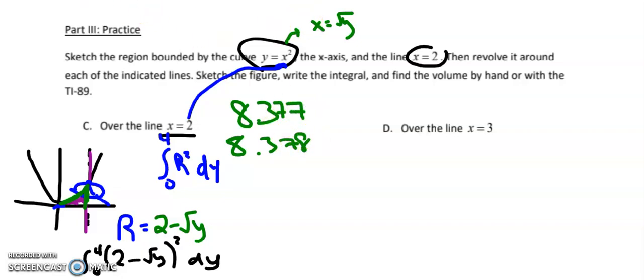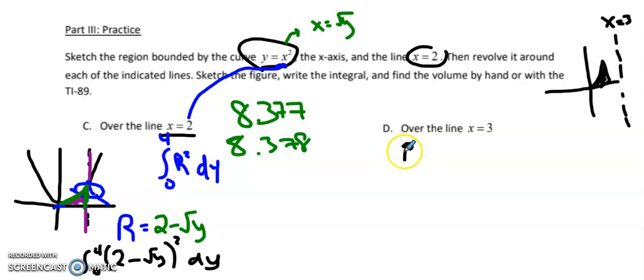All right, and now let's do D, which has us revolving over the line x equals 3. So I'm going to draw my region again. My region is still this, but now the axis of revolution is over here at 3. So I have a washer method because there is, in fact, this gap here between my region and the axis around which I'm revolving it. So I'm going to need both a big R squared and a little r squared.